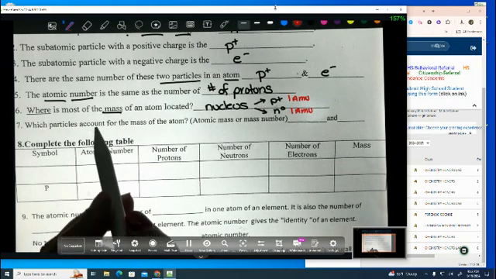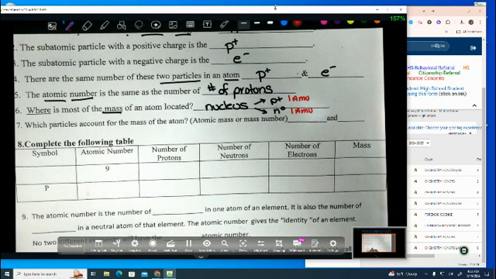All right, which particles... Oh. Look at that. Noah, what did I do? My big mouth got me in trouble, right?